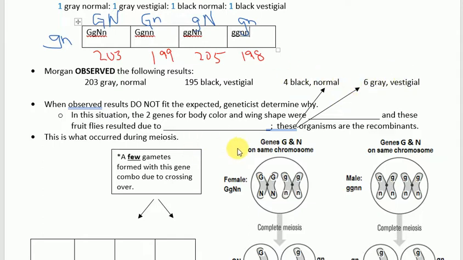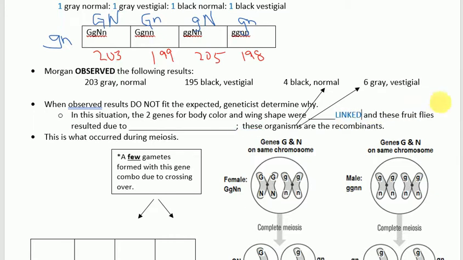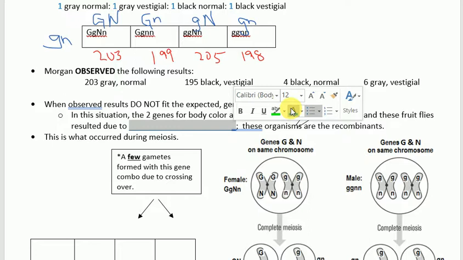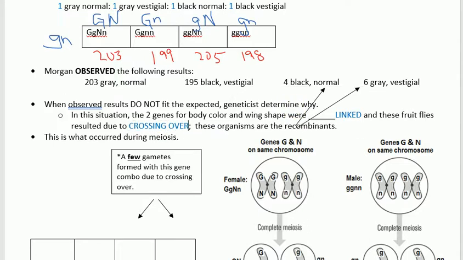So when observed results do not fit the expected, geneticists have to determine why. So in this situation, the two genes for body color and wing shape were actually linked. And these fruit flies resulted due to crossing over. So these organisms are the recombinants right here, the 4 and the 6.